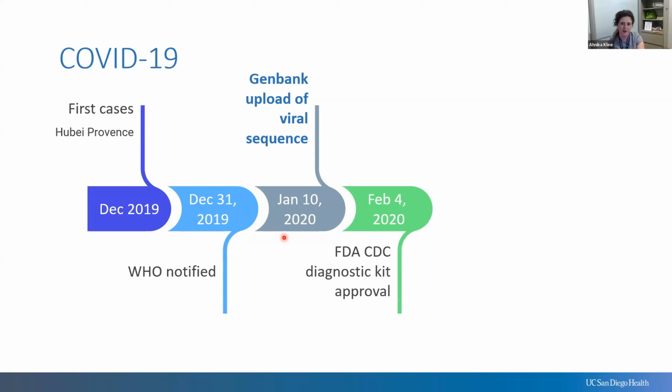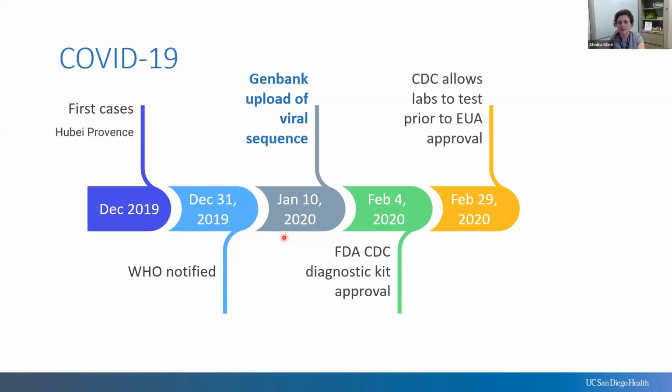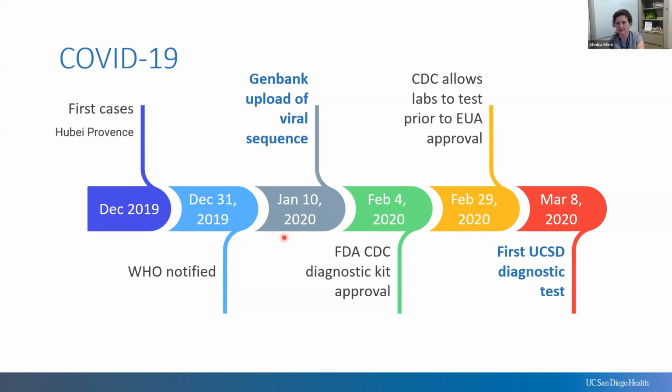On February 4th of 2020, the FDA issued its first approval for the CDC diagnostic kit. Of course, only the CDC had it. On February 29th, a few weeks later, the FDA, not the CDC, allowed labs to test prior to EUA approval. So you had to apply to the FDA for your test, but you could go live with your test before you got that approval because they knew there was testing need.